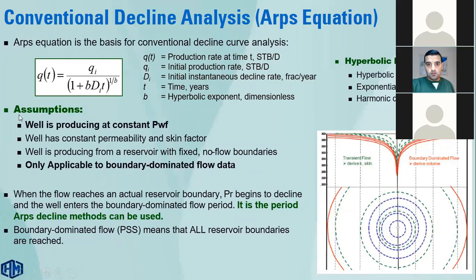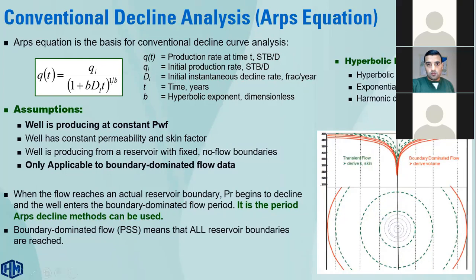However, it's important to keep in mind the assumptions of the Arps equation. The main assumption is that the well is producing at constant bottom hole flowing pressure, Pwf. In this case, this equation is only applicable to boundary dominated flow, or pseudo-steady state flow.